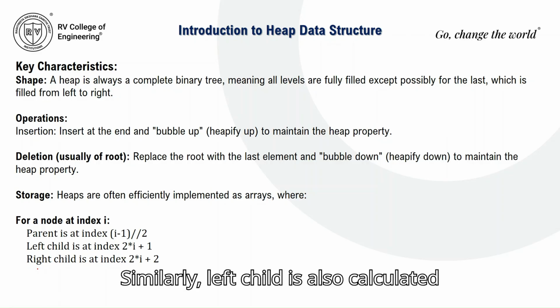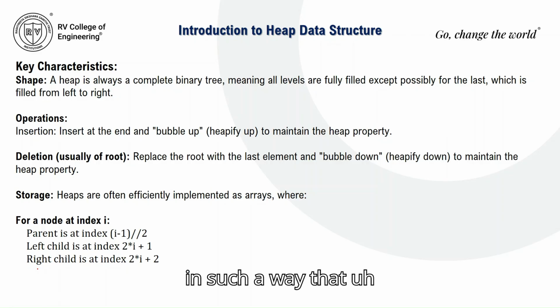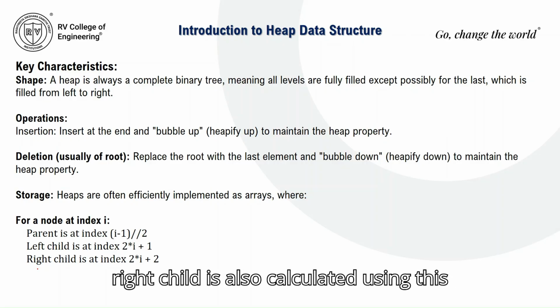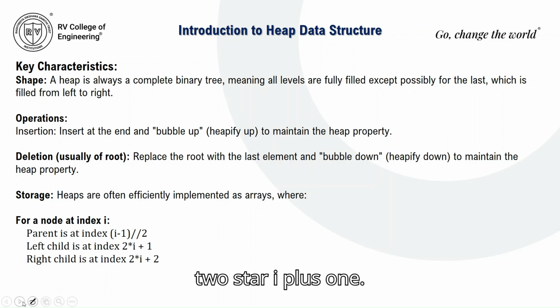Similarly, the left child is also calculated in such a way. We have a formula 2 star i plus 1, and the right child is calculated using 2 star i plus 2.